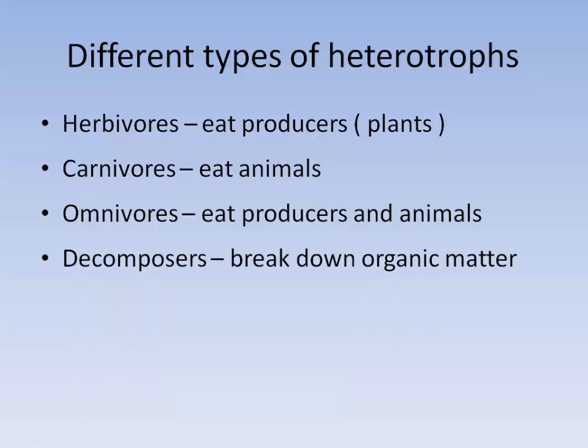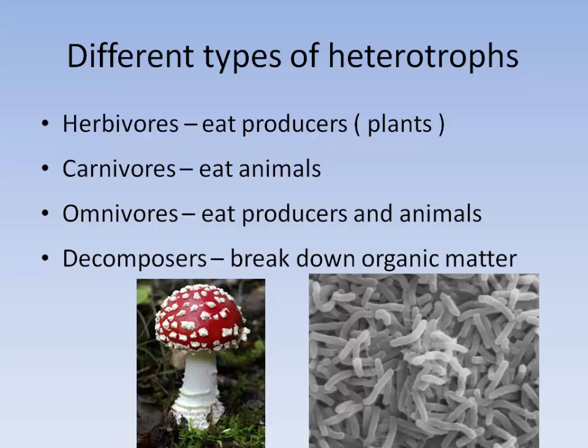And we have decomposers. Decomposers break down organic matter. So when you die, decomposers will use your tissues for energy. And the primary consumers are bacteria and fungi.